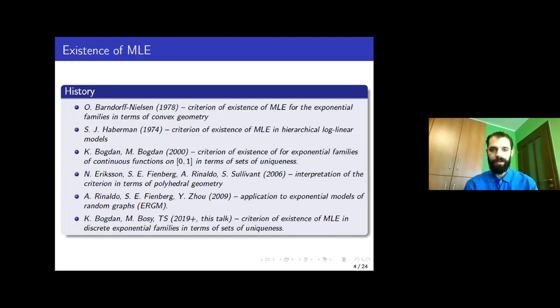was started in the paper of Krzysztof Bogdan and Małgorzata Bogdan from 2000. They put forward a criterion of existence of the MLE for exponential families of continuous functions on a finite interval. There were also papers interpreting the Barndorff-Nielsen criterion in terms of polyhedral geometry. And in 2001, Alessandro Rinaldo, Stephen Fienberg, and Yi Zhou applied it to exponential models of random graphs, abbreviated as ERGM.